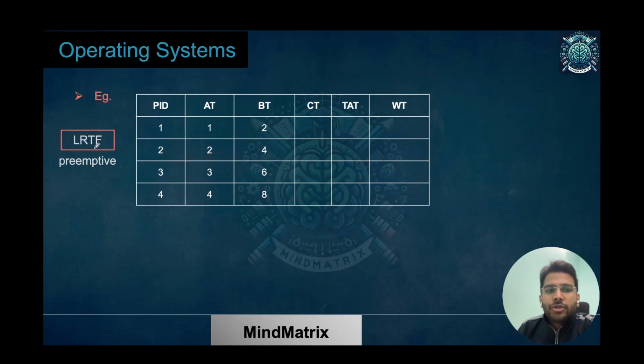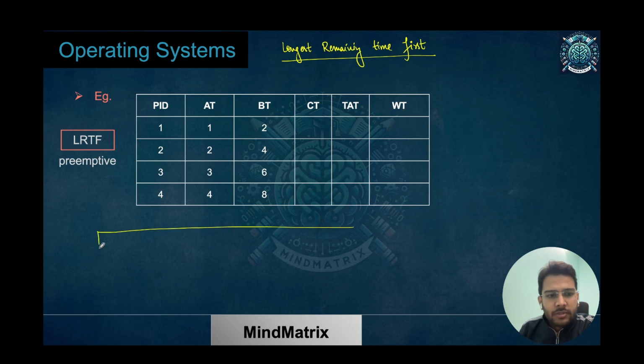So now let's solve this question based on LRTF, that is longest remaining time first, which is preemptive in nature. Longest remaining time first, right? So let's schedule all these processes using this algorithm. At 0 units of time, we can see there is no process that has arrived in the ready queue. So for 1 unit of time, the CPU will remain idle because the first process is going to arrive at 1 unit of time. So CPU will remain idle for 1 unit of time, right?